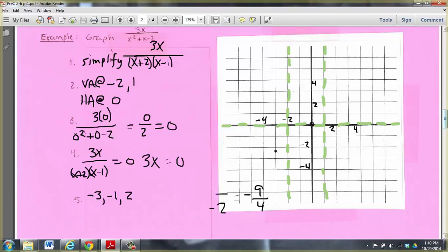Now I will plug in, and by the way, you understand why I'm choosing these coordinates, because my vertical asymptote right there is at -2, so I want to test right there and right there. I have another vertical asymptote here. I want to test right here and right here. That's going to help me make my graph.